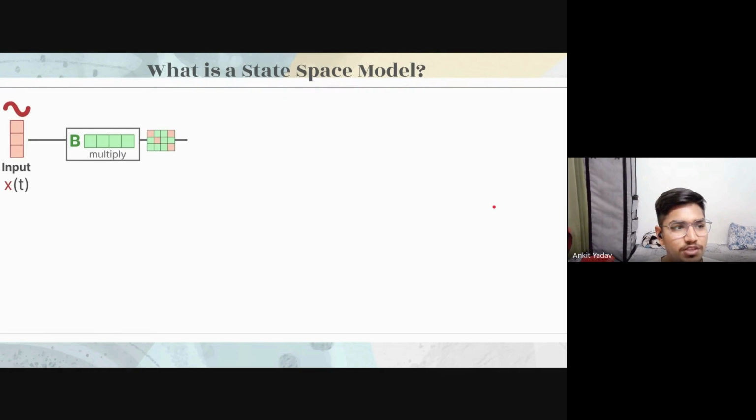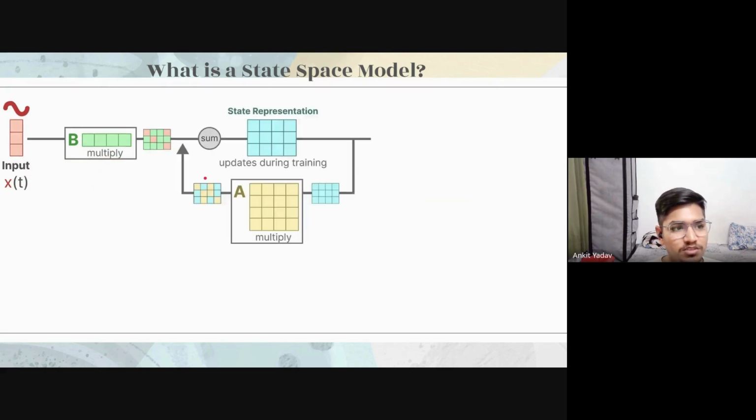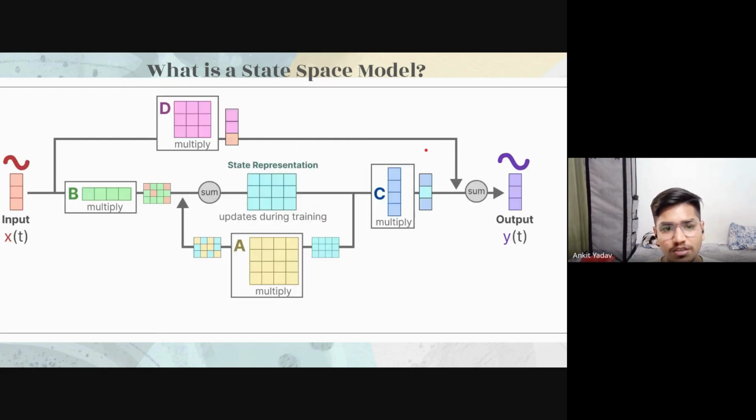If I look at how this flow works in terms of matrices, it will be like this. I have the input, multiplied with B, and I get this matrix. I'll start from here: I have a previous hidden state, I multiply with A, and I get this matrix. I'll sum these both and get a new matrix. I'll multiply this with C, and I get another vector. Summing this with the other vector, I get my output.